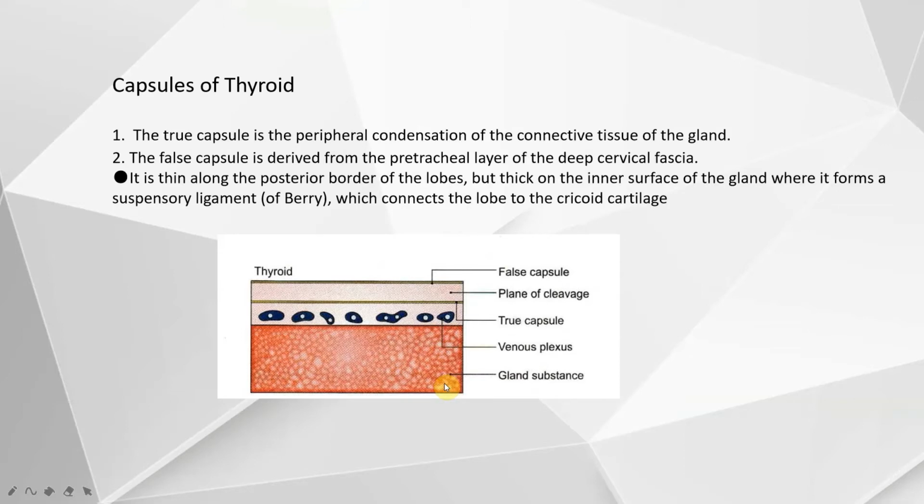Capsules of thyroid. Number 1. The true capsule is the peripheral condensation of the connective tissue of the gland. The false capsule is derived from the pretracheal layer of the deep cervical fascia. It is thin along the posterior border of the lobes but thick on the inner surface of the gland, where it forms a suspensory ligament known as ligament of Berry, which connects the lobe to the cricoid cartilage.